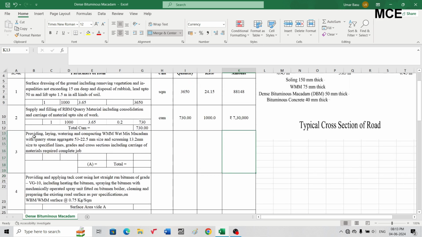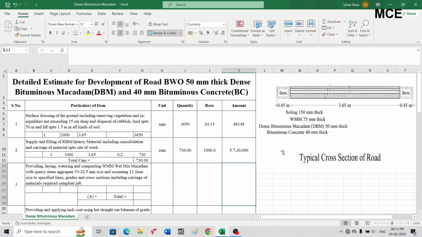The next item is the providing and laying of WMM, that is the wet mix macadam. This acts as a base course for our macadamized road. Again number 1, length 1000 and width 3.65. First we will calculate the surface area. So surface area is 1 multiplied by 1000 multiplied by 3.65, which is 3650 square meters.